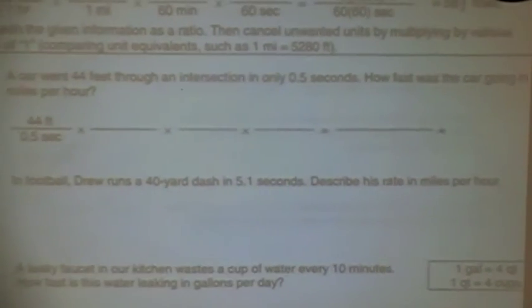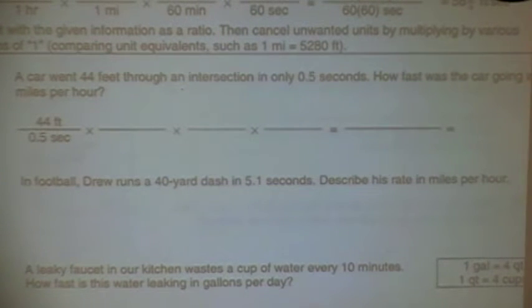So we're going to do number 1. We've got a car that went 44 feet through an intersection in only 0.5 seconds. How fast was the car going in miles per hour? So I'm going to give you a second. You work it out. You can start however you want.